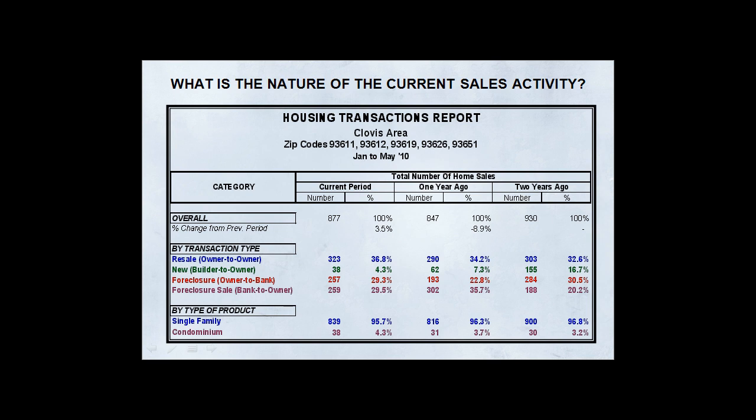Let's see how that breaks down in greater detail. What's the nature of this sales activity? Here you can see that the overall volume in the center of the screen has been fairly consistent from 2 years ago at 930 to a year ago 847 and 877. This again covers a 5-month period, so we can do the math there on a monthly basis.